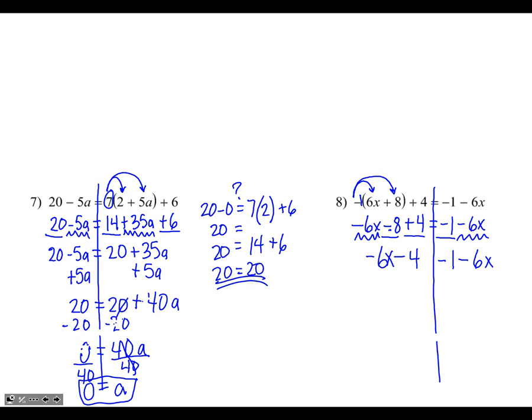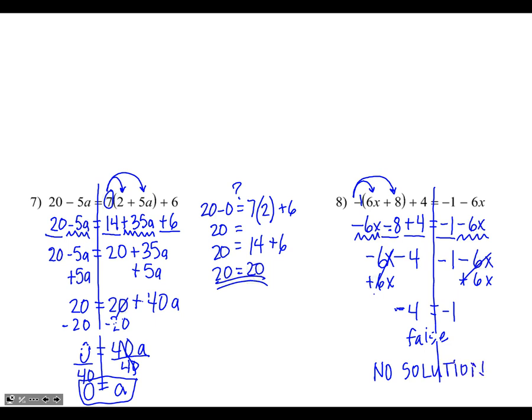I don't know if you noticed, but I noticed that my variable terms are the same. Watch what happens if I eliminate one of them. It eliminates both of them. And I'm left with this weird statement, -4 equals -1. That is not true. It is false. And what does it mean when we have a false statement? It means there is no solution.